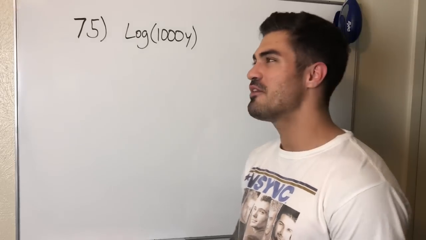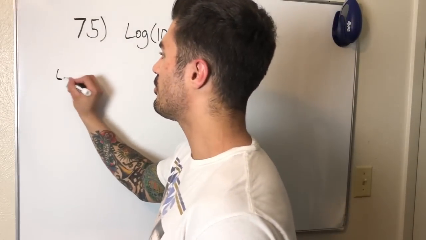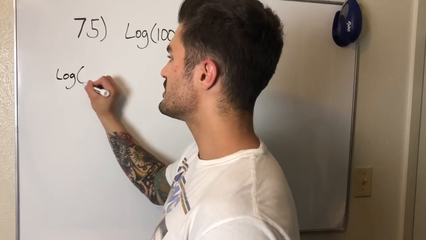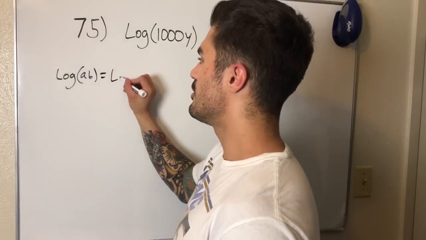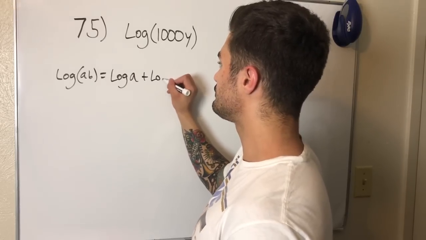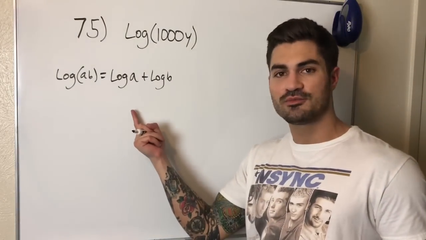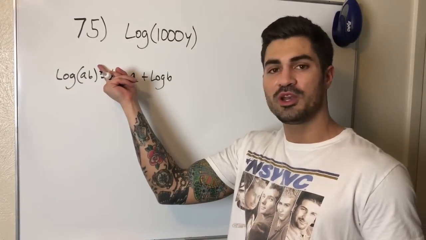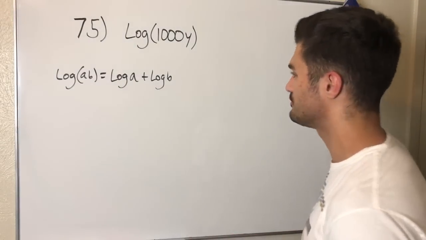All right, for number 75, we're going to write this as a sum of logarithms. So you really need to remember your logarithm rules for this exam. If we have two numbers being multiplied inside a logarithm, we can split that up and it becomes addition. If we have division, it becomes subtraction. And if we have a power, we can bring it out in front. Those are the 3 main rules you need to remember.